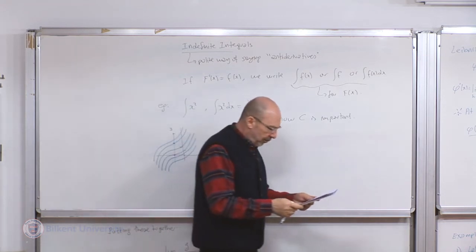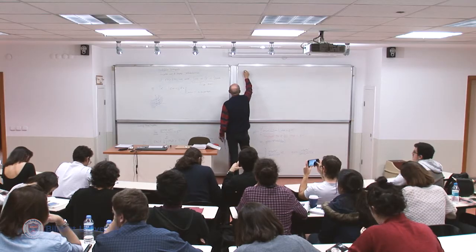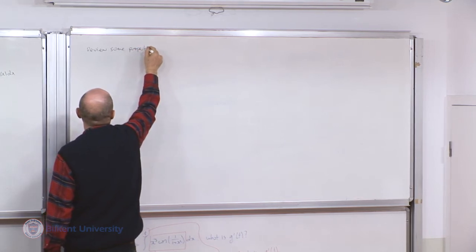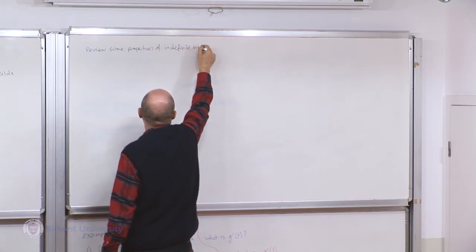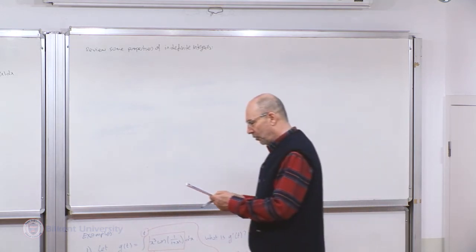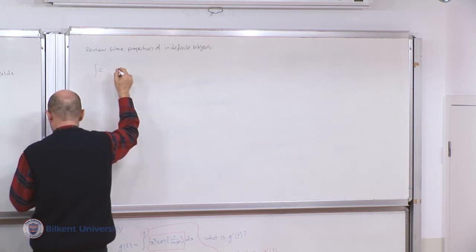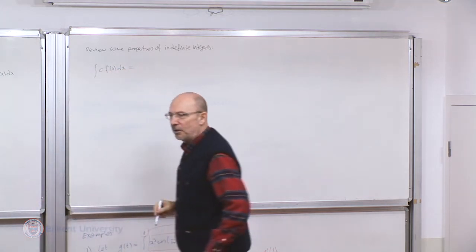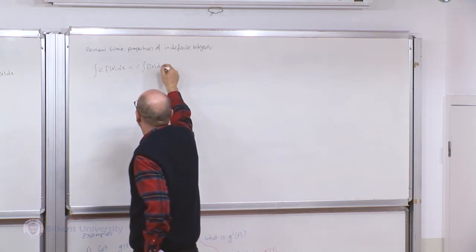Okay, so let's review some properties of indefinite integrals. We know that we did these things under a different name. First of all, if you have a constant times a function, a constant times f of x dx, I'm interested in the antiderivative of this. So this is c times integral f of x dx.